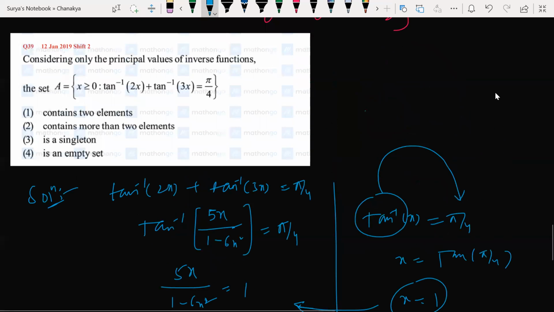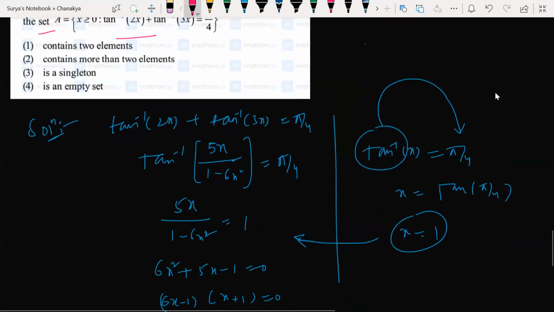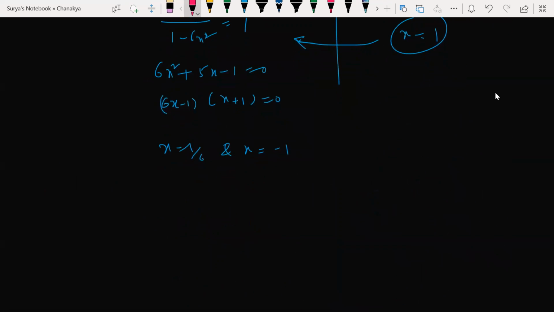But what has he given here? What is he asking us to find? Considering only principal values of inverse trigonometric functions of set A. How many elements? 2 elements. But look at this beta here. I'll be considering only this one. This is not possible. Why?